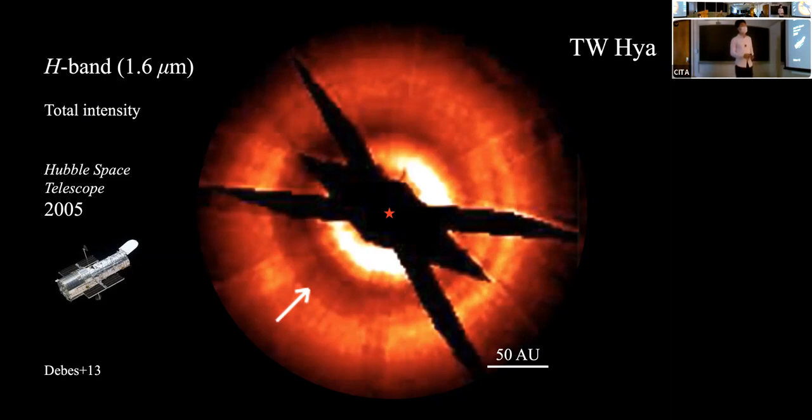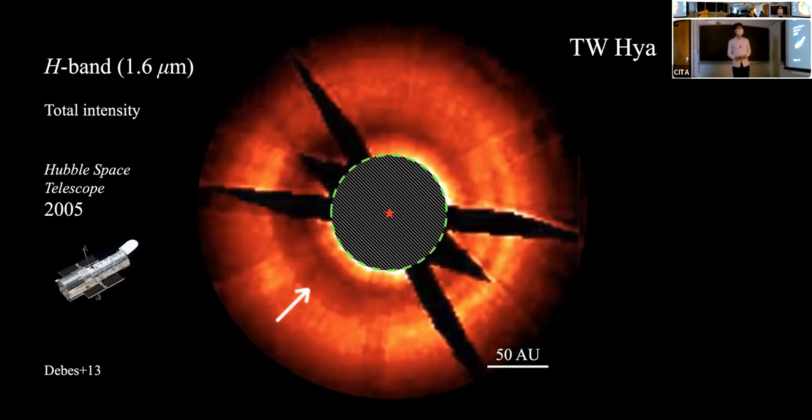HST does so by putting those wedge-shaped coronagraphs in front of the star to block its light. Because of this, and also our inability to perfectly subtract stellar contamination from the inner region, the inner 50 AU or so is not quite accessible in this case. So if we put the solar system to scale here, the entire solar system will be within this inner hand.